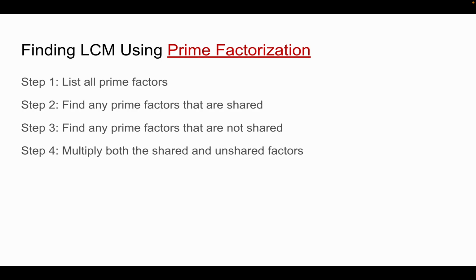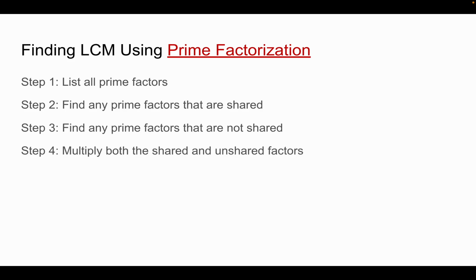So step 1, list all the prime factors of all numbers you're using to find LCM, right? That's easy, you can do that. Step 2, find any prime factors that are shared. Again, very easy. Step 3, find any prime factors that are not shared. So this time you're doing what you didn't do in the GCF one. And then the last step is multiply both the shared and unshared factors. And in the end, you'll get the LCM.